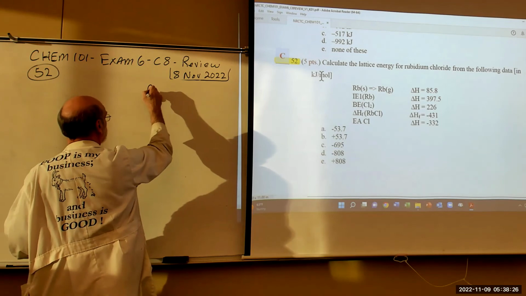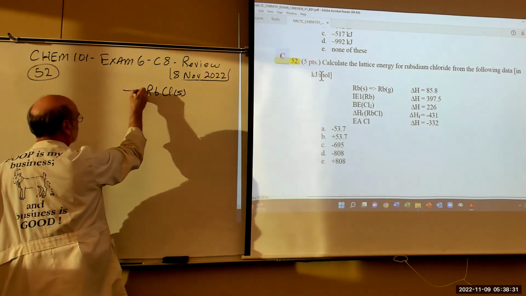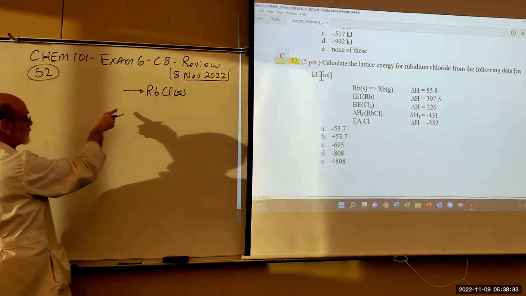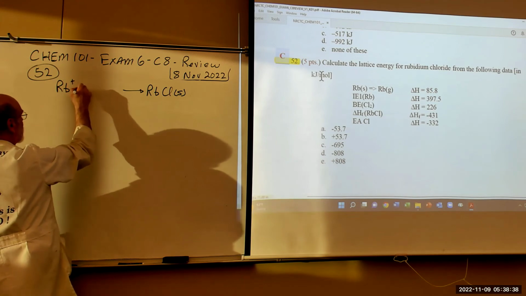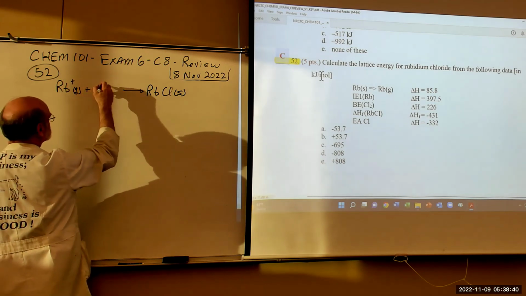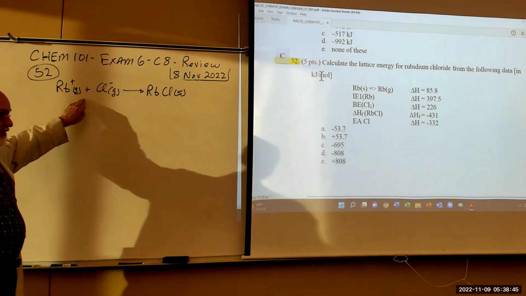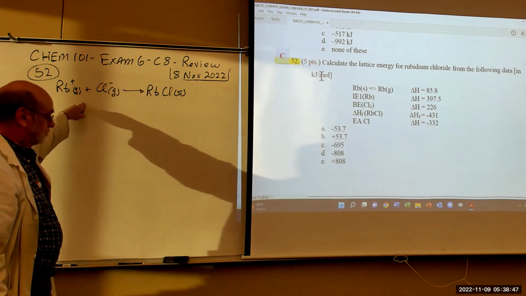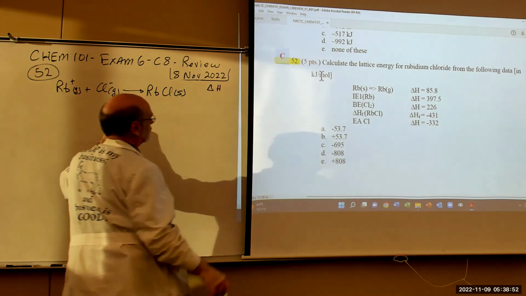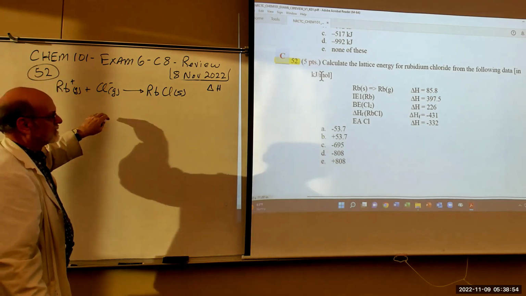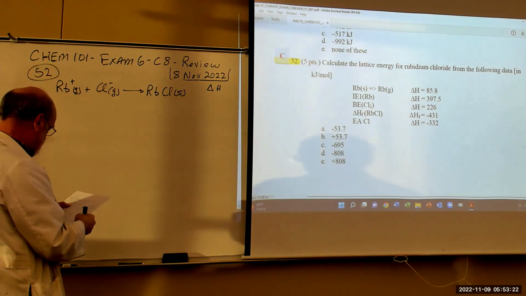So we're going to end up with rubidium chloride solid. And the way you get to that through lattice energy is rubidium plus gas plus chloride gas. That's our target equation. Okay? And we want to know what is the lattice energy. What's the value of the enthalpy for that reaction?